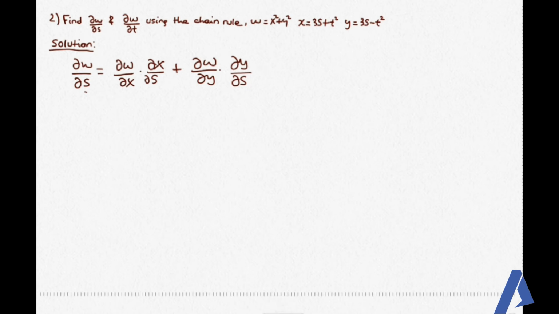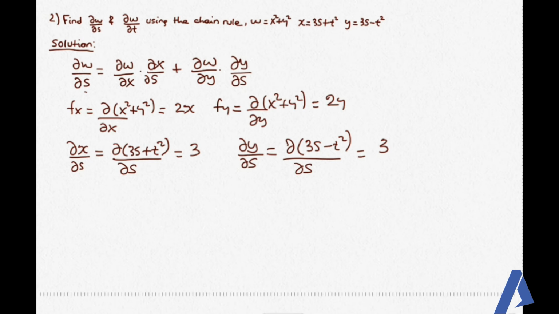ማለት ነው። ከዛ መጀመሪያ እያንዳንዱን ለየብቻው ኢቫሉዌት እናደርጋለን እንዲቀለን በኋላ እንዳንሳሳት። del by del x of w is x square plus y square, this is equal to 2x። ስለዚህ ሲሚላርሊ ሁሉንም ኢቫሉዌት እናደርጋለን። ስለዚህ del w by del x is 2x multiplied by 3 plus 2y multiplied by again 3, this is equal to 6x plus 6y.